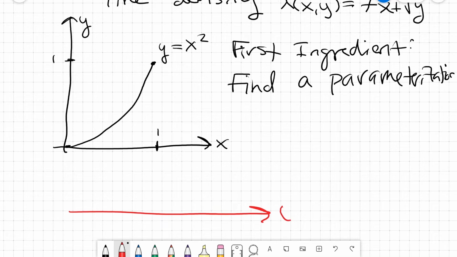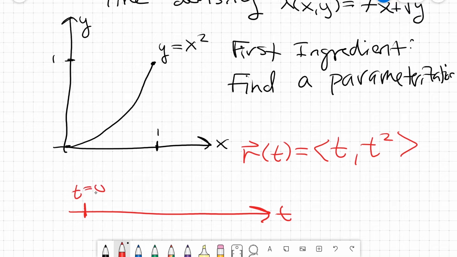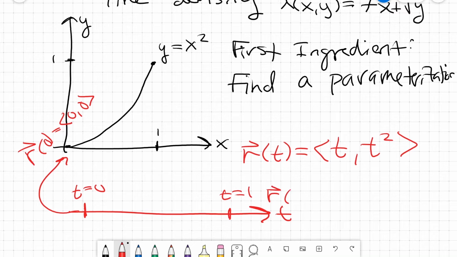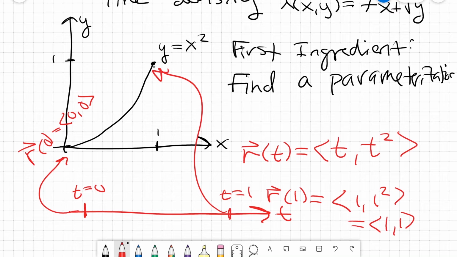So here's our time axis, and we want to map our time axis to the motion that an ant would require to travel along the string. Why don't we choose r of t is equal to t, t squared. That should do it. At t equals 0, we'll get that r of 0 is equal to the origin, and at t equals 1, we'll get that the position of this ant would be at the end of the string.